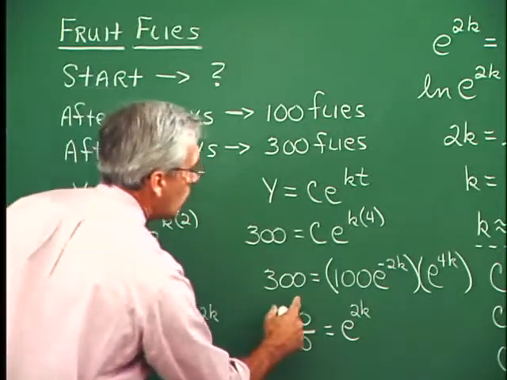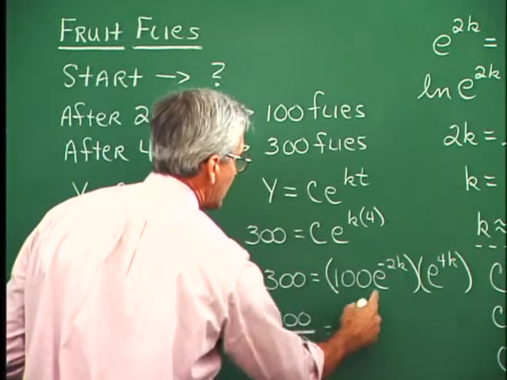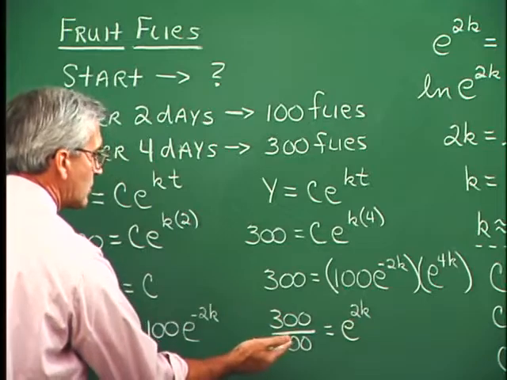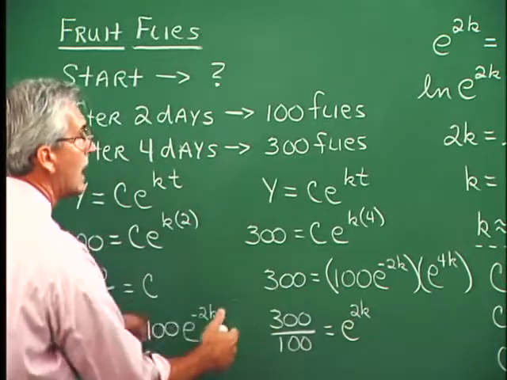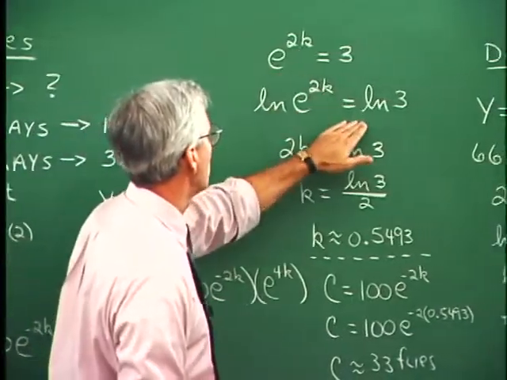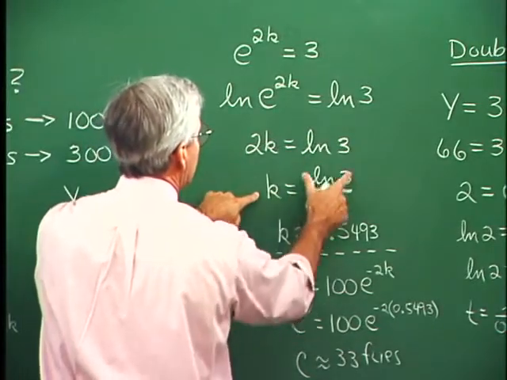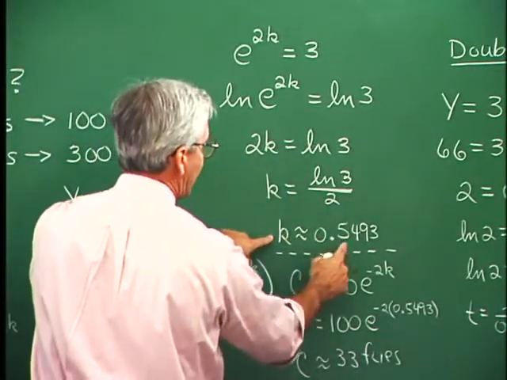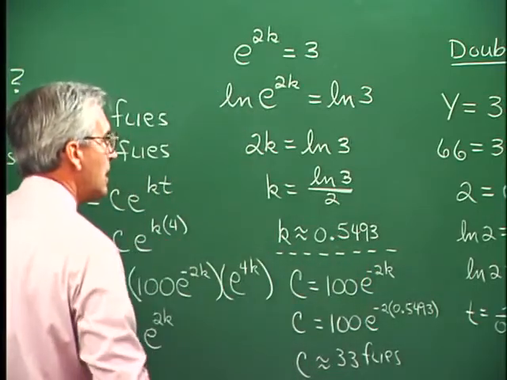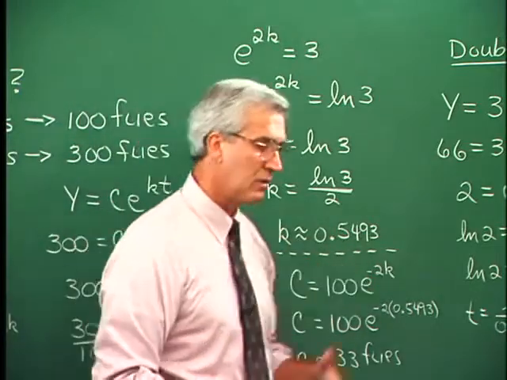That's what we're doing. We're, let's see, e to the negative 2k times e to the 4k. 4k minus 2k is 2k. Divide on both sides by 100. 300 divided by 100, that's 3. So we have 3 is equal to e to the 2k. So e to the 2k is 3. Take the natural log on both sides. This becomes 2k equals ln 3. K then is ln 3 over 2. K is 0.5493. Now this happens to be the same value of k from the previous problem, but it isn't the case that this is the value of k anytime we're talking about fruit flies.